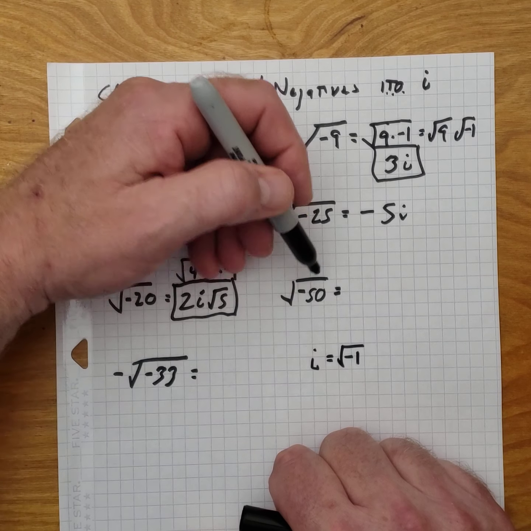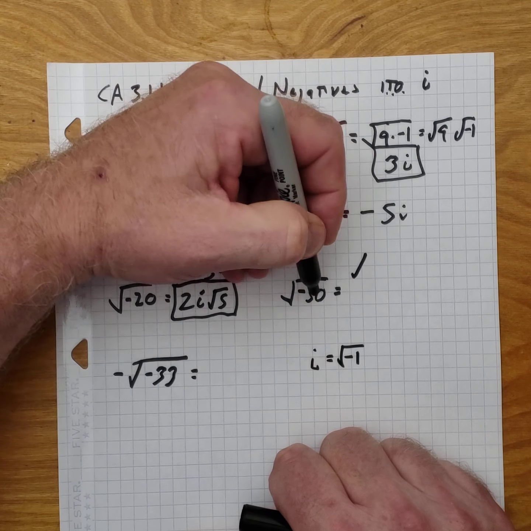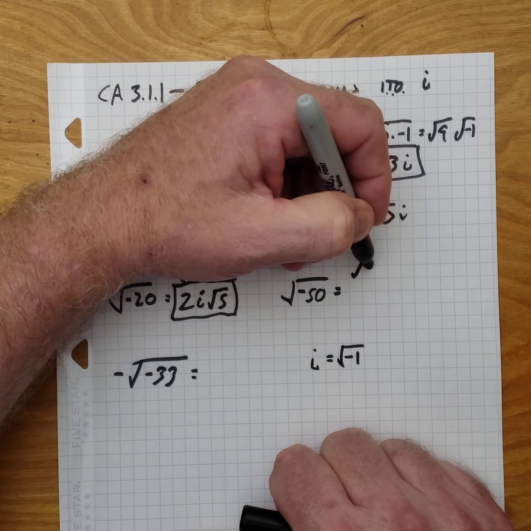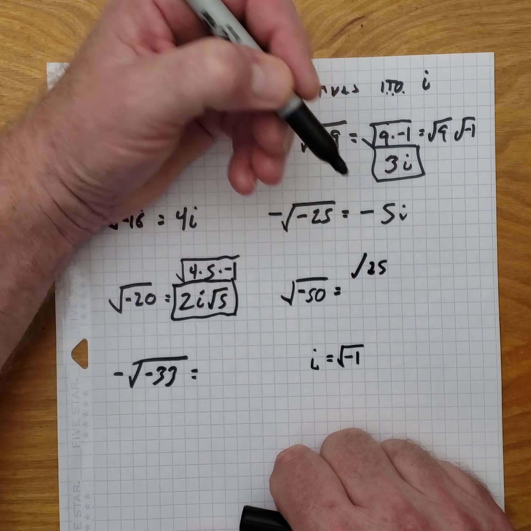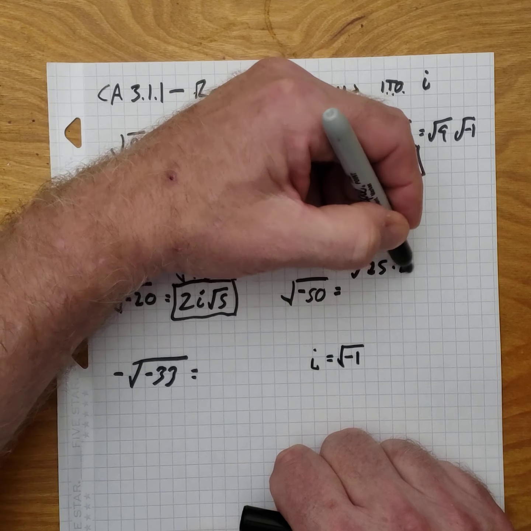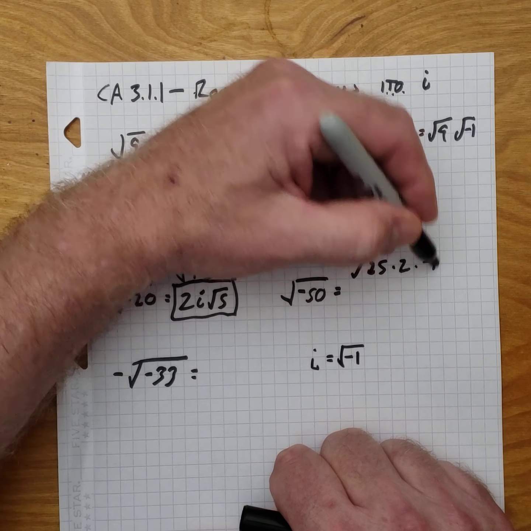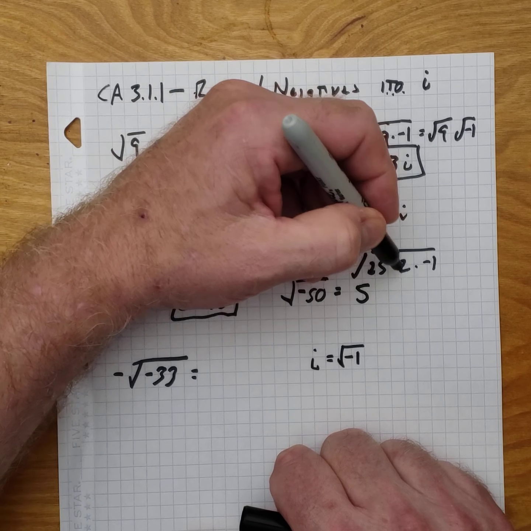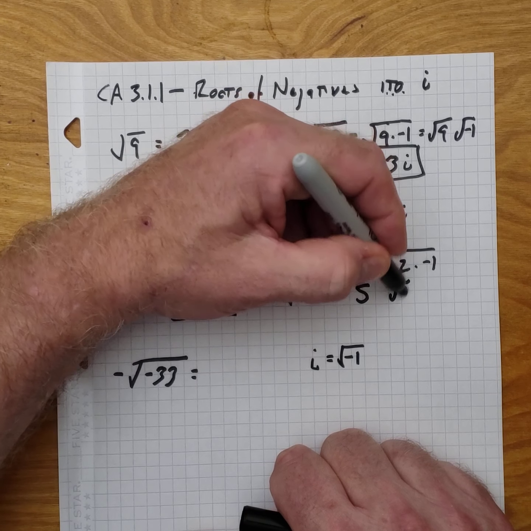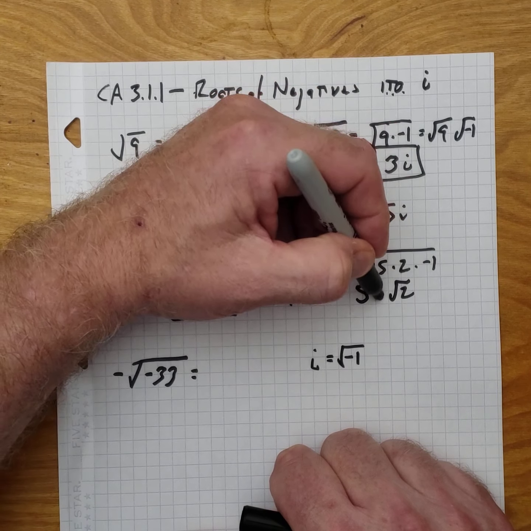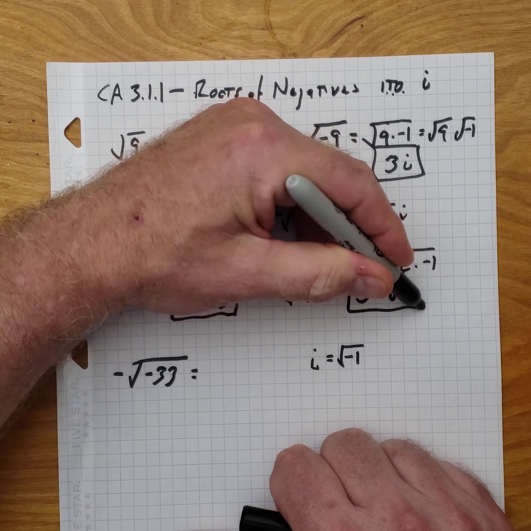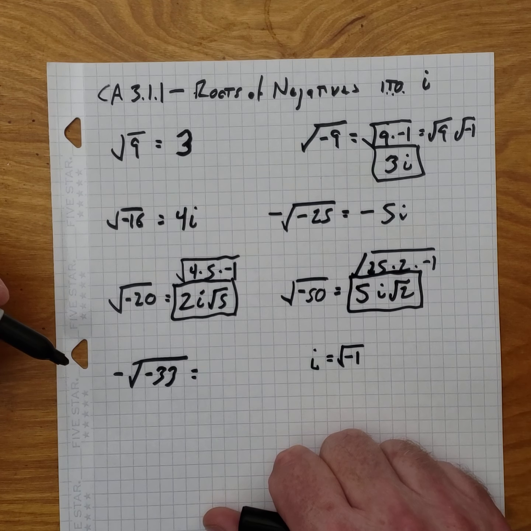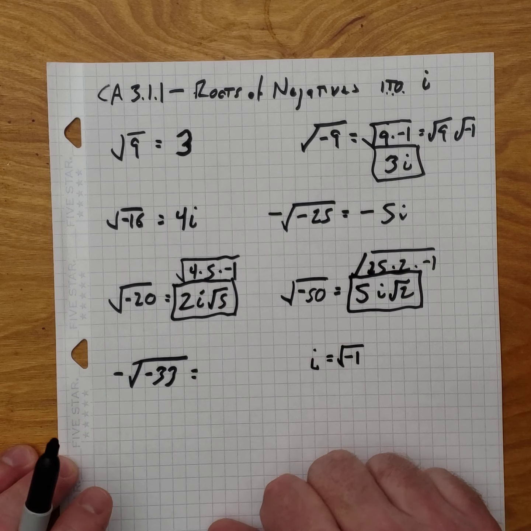For the square root of negative 50, we need to find a factor of 50 we can take the square root of, which is easy. That's 25. And then the other factor would be 2. And then we get our negative 1. So the square root of 25 is 5. The square root of 2 stays the square root of 2. And the square root of negative 1 is i, which goes, again, no idea why, but between the two.